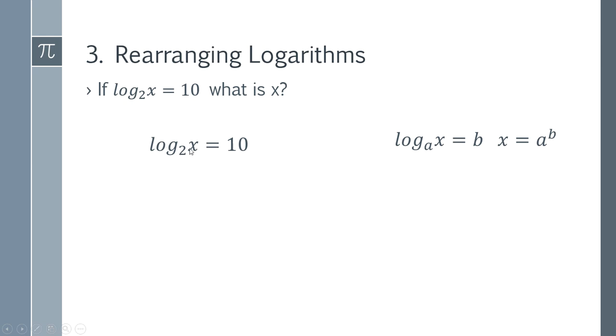So we've got log to the base 2 of x is equal to 10. So we just do the base to the power of the other side. So we get x equals the base to the power of the other side. And if you just put that into a calculator, or if you're familiar with binary, you probably could do that a lot quicker. You get x is 1024. And that's the final answer.